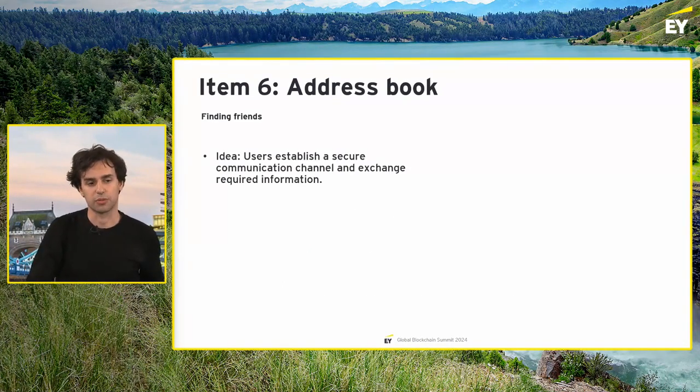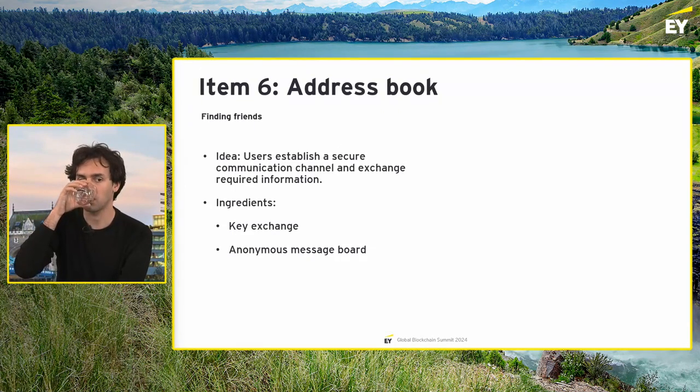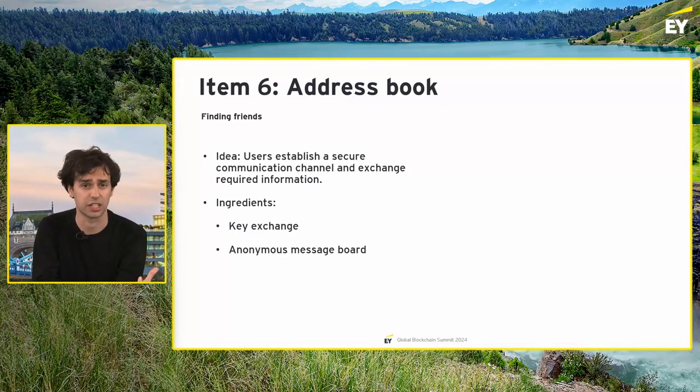So the idea that we had, and the idea that is also pursued in these other 2 papers, is that users should establish a secure communication channel with each other without knowing anything other than their phone numbers or their identifiers, and use this channel to exchange the required information. The ingredients we use for this are firstly a key exchange, because that's how we know to do encryption, and then a message board through which we can pass messages anonymously.